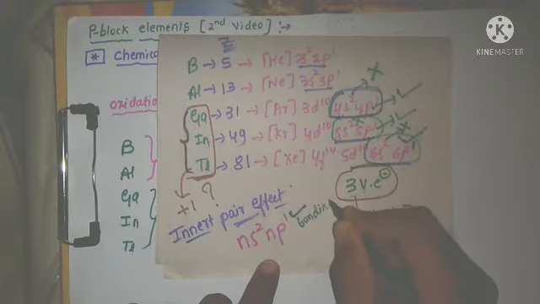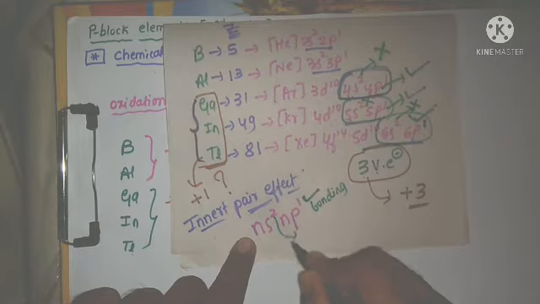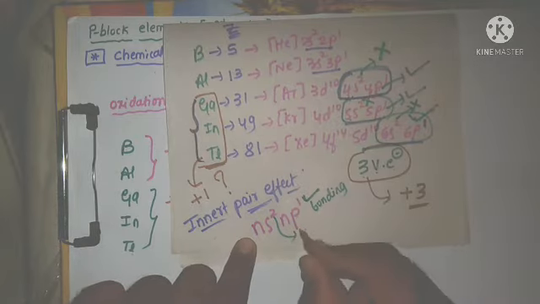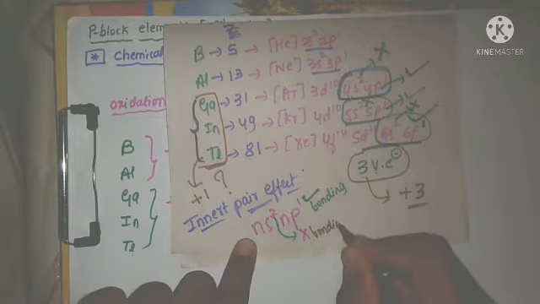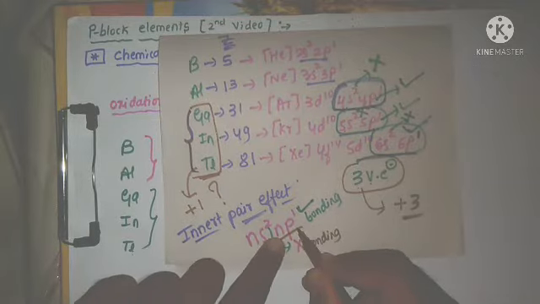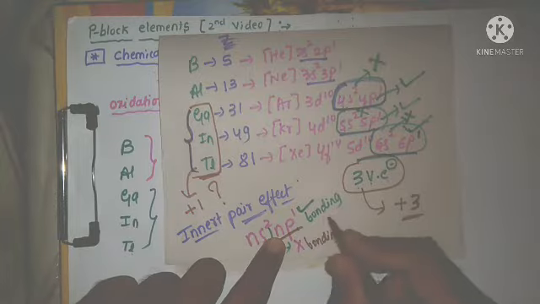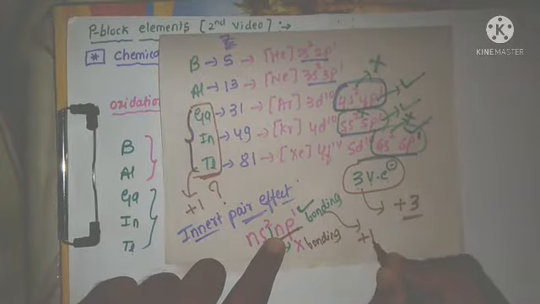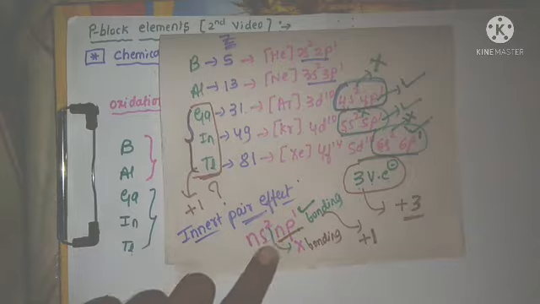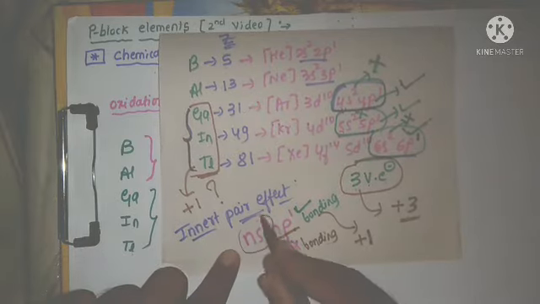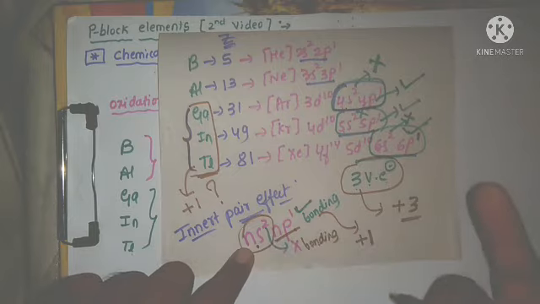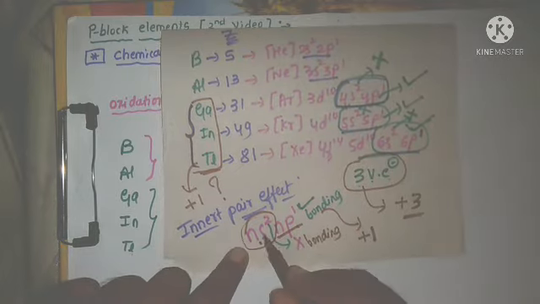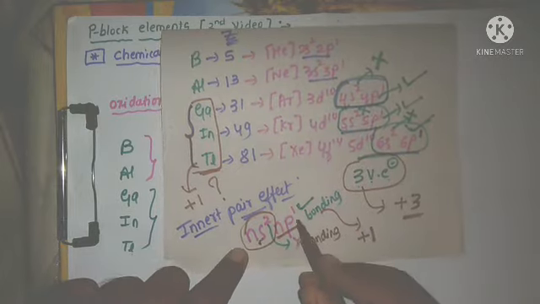The p electron is involved in the bonding, whereas these s electrons are not involved in the bonding. Only the p electron, meaning only one electron, is involved in the bonding, therefore the oxidation state is +1. These two are not involved in the bonding. Why are they not involved? Because of higher stability.